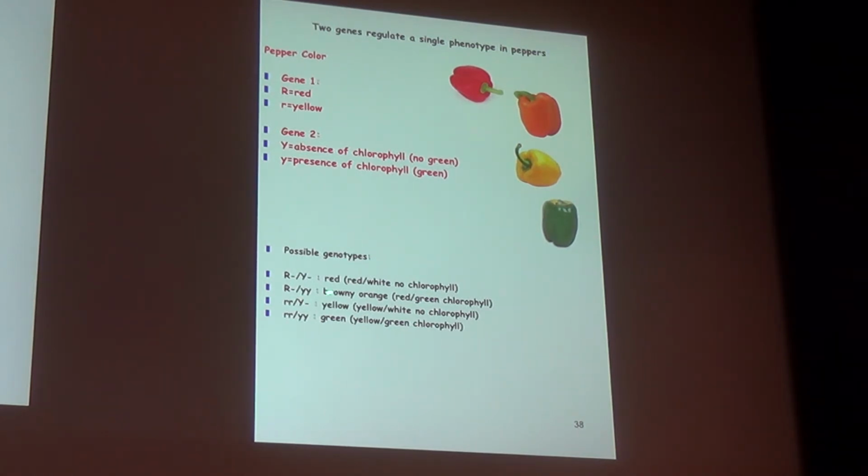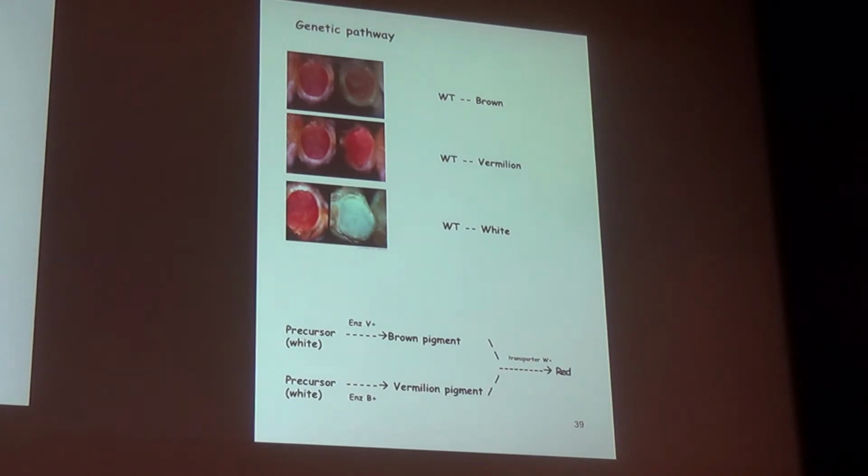Little r and big Y will give you yellow because little r produces yellow pigment, and big Y means no chlorophyll, so basically you'll be yellow. And then little r, little y will be basically green because little r is yellow, and then you'll also produce green pigment, and the green masks the yellow, and so you basically look green. This is a 9:3:3:1 ratio as well that you will see. And then you get more complicated pathways.